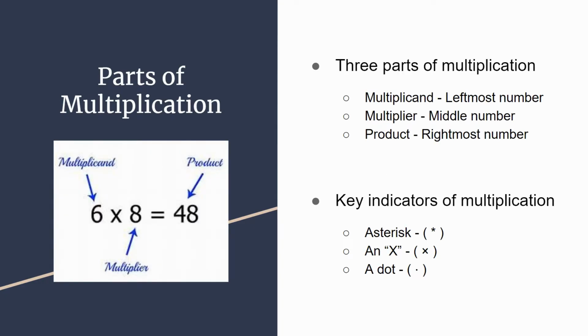The number on the left is the multiplicand, the number in the middle is the multiplier, and the number on the right is the product, which you get from multiplying the multiplicand and the multiplier. The key signs that indicate multiplication include an X, an asterisk, or a dot.